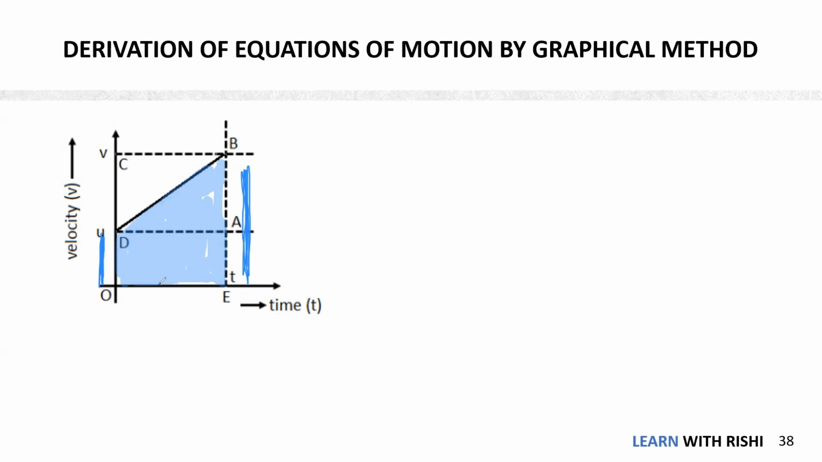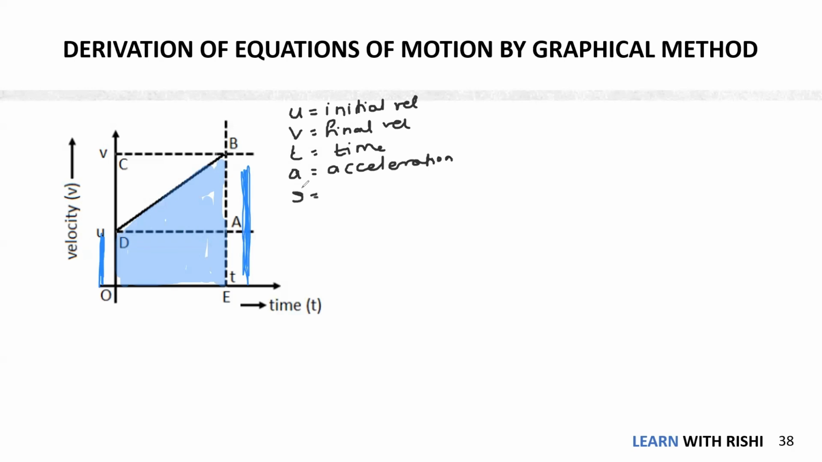First, let us write the observations from the graph. Here u is the initial velocity, v is the final velocity, t is the time, a is the acceleration, and s is the displacement, which we need to find now.